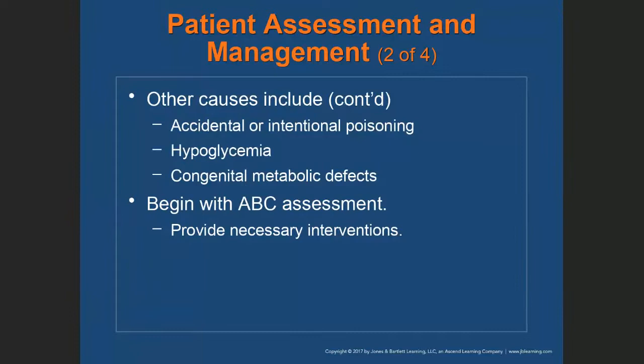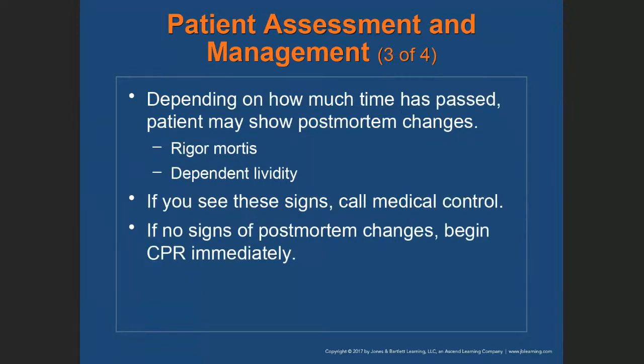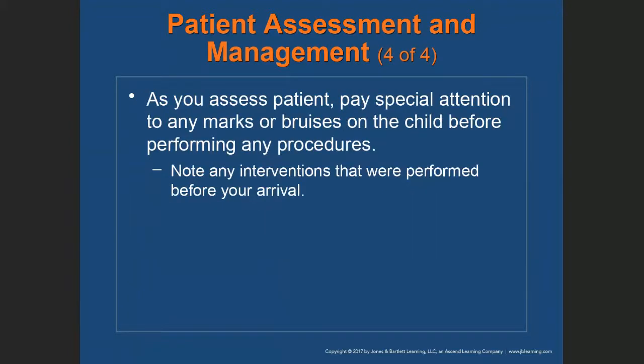Still on other causes: accidental or intentional poisoning, hypoglycemia, congenital metabolic defects. Begin with ABC assessment, provide necessary interventions. Depending on how much time has passed, the patient may show postmortem changes, rigor mortis, dependent lividity. If you see these signs, call medical control. If no signs of postmortem changes, begin CPR.